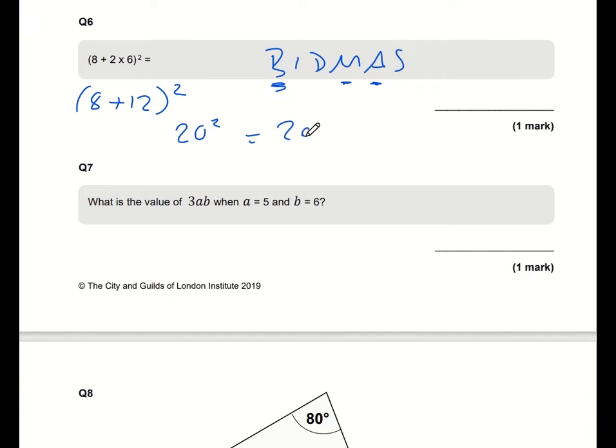Now 20 squared is 20 multiplied by 20. Well, 2 times 2 is 4. Let's put back those 2 zeros, so the answer is 400.